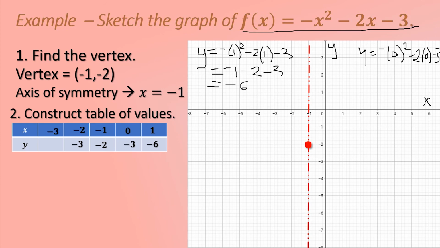Now, using the same pattern as earlier, we can also write negative 6 when x is equal to negative 3. See? It's faster, right?